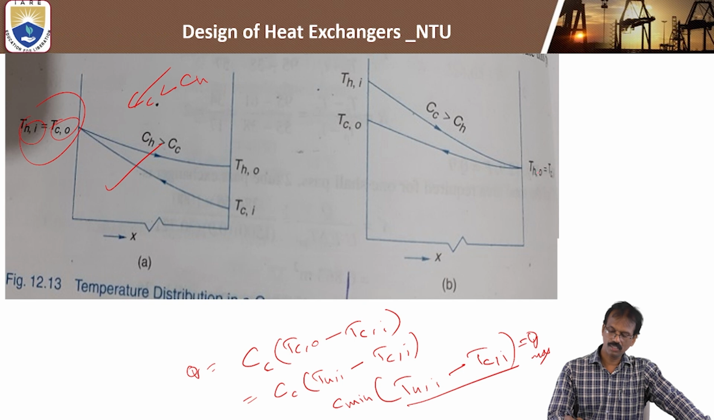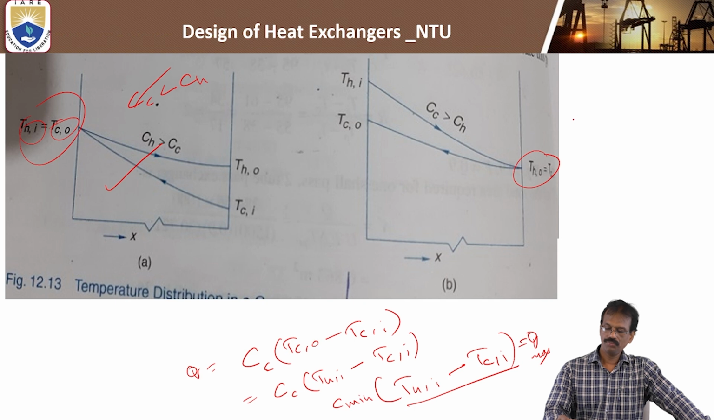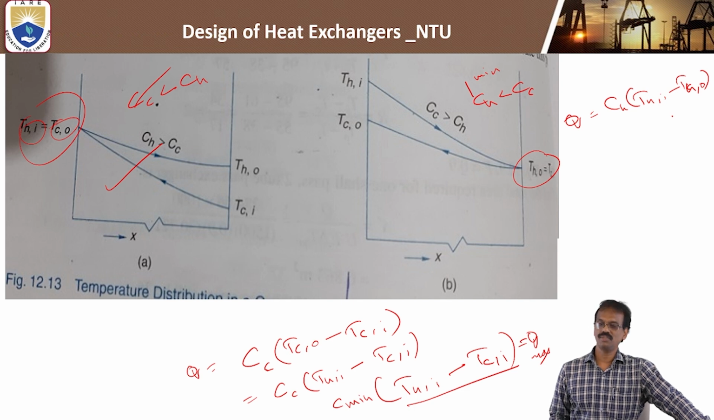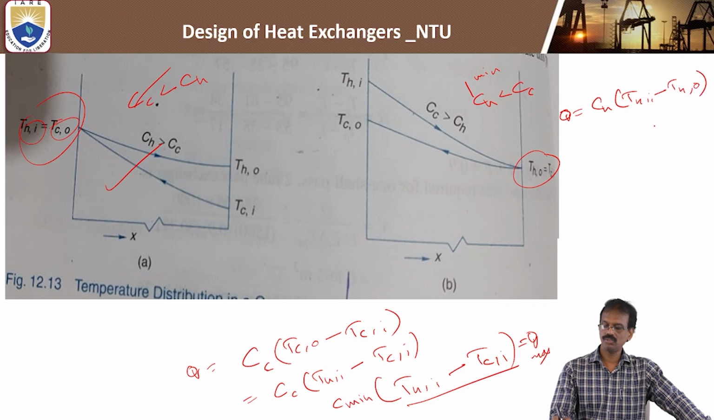In the case where the hot fluid outlet is equal to the cold fluid inlet, the condition is CH, the specific heat of the hot fluid, is very much less than CC, the specific heat of the cold fluid. Here CH is the minimum. So Q is equal to CH into the hot fluid inlet minus the hot fluid outlet. The hot fluid temperature difference, you know this one, I am rewriting: Q is equal to capital CH into (THI minus TH0). So this is the formula.